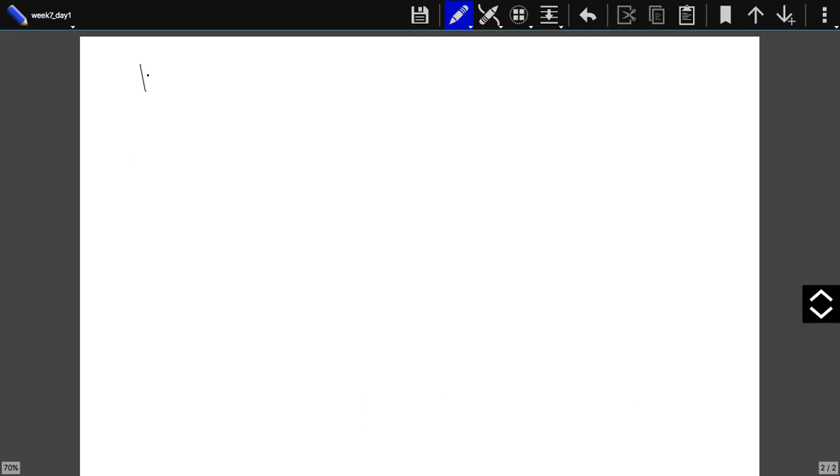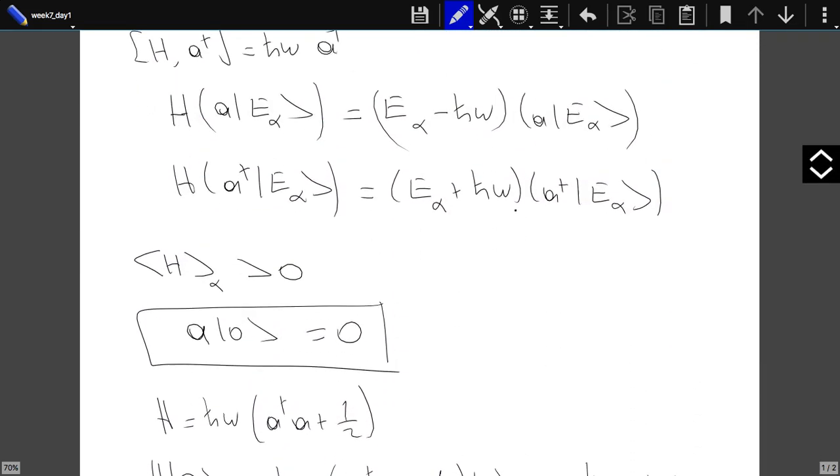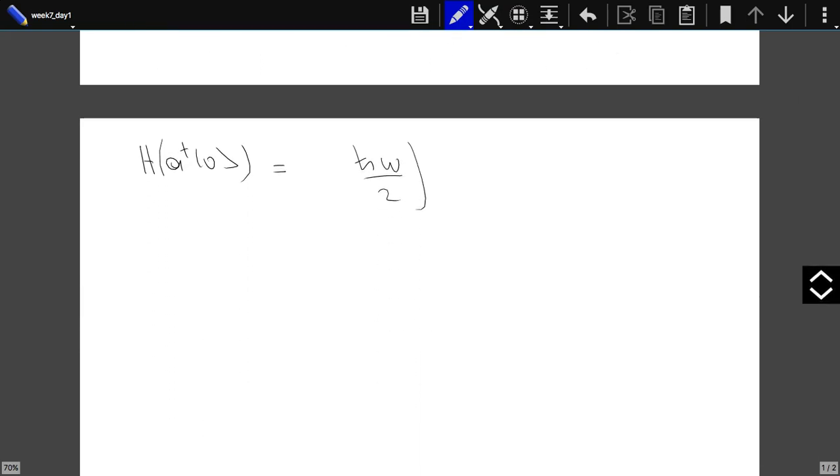And then when you have A dagger acting on the ground state, it would increase the energy eigenvalue by h bar omega. So initially it was h bar omega over 2, this is the ground state energy, but A dagger acting on any energy eigenstate basically increases the energy eigenvalue by h bar omega. So this just becomes h bar omega plus h bar omega over 2, for A dagger acting on the ground state.